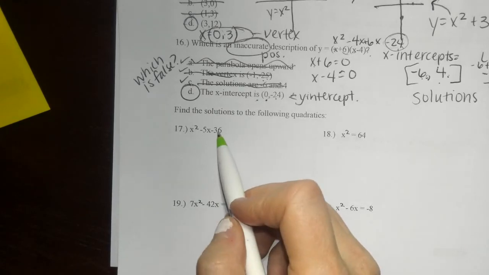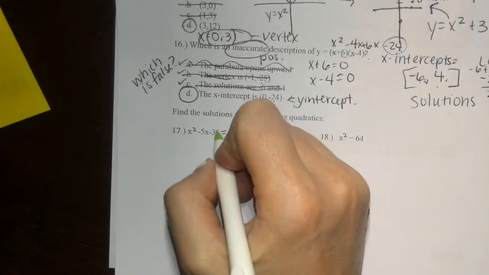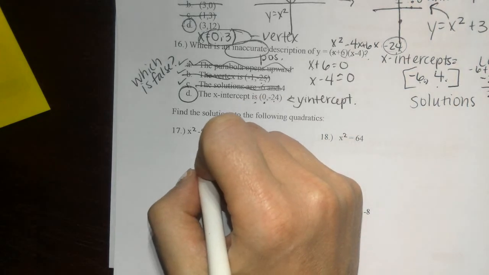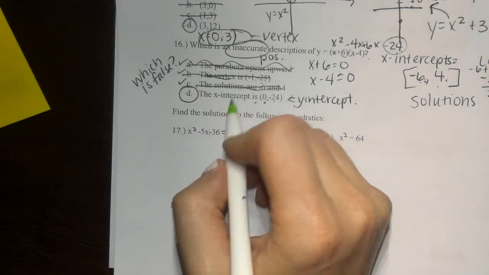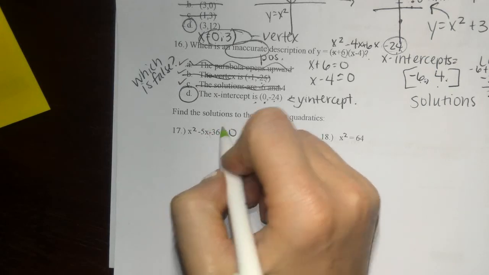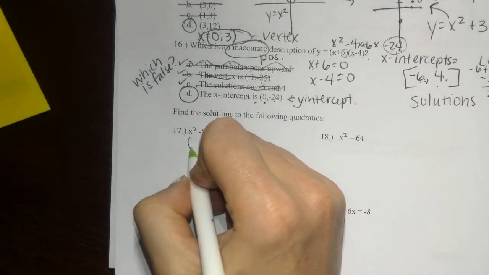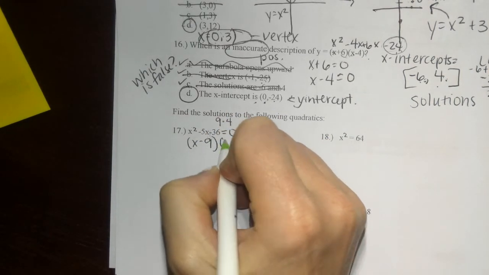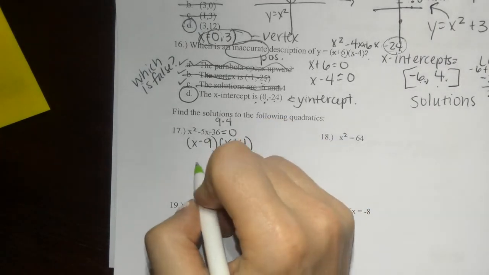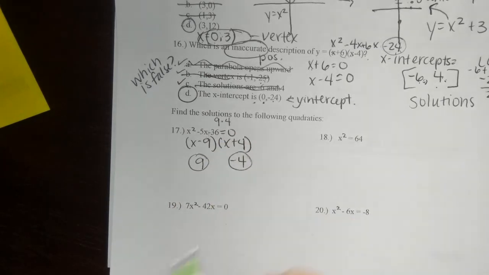Alright, let's see first if we can factor them and set equal to 0. That's good. We can factor. Are there factors of -36 that would equal -5 when we add them together? 6 and 6, no. 3 and 12, no. 9 and 4, yeah. So x minus 9 and x plus 4. So gotta set those equal to 0, and your solutions end up being a 9 and a -4.